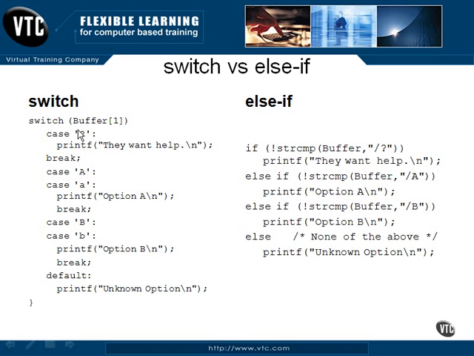If this question mark does not match our expression, notice that's a literal, single quotes around it. If this literal constant value right here does not match that, we'll go to the next one. And we'll look here, in case this buffer 1 is a capital A, or in case buffer 1 is a lowercase a, do this, print option A.